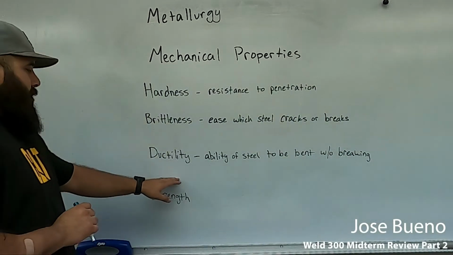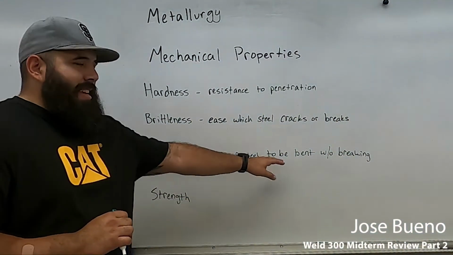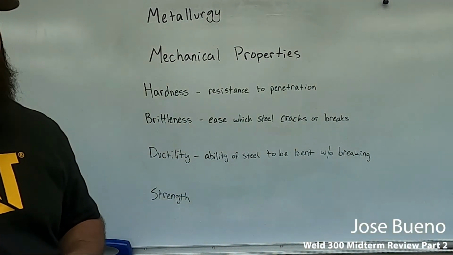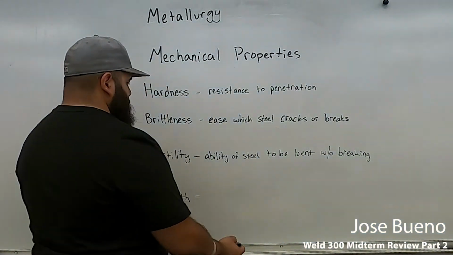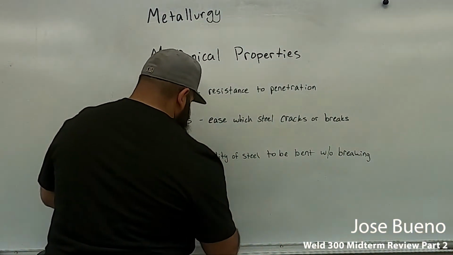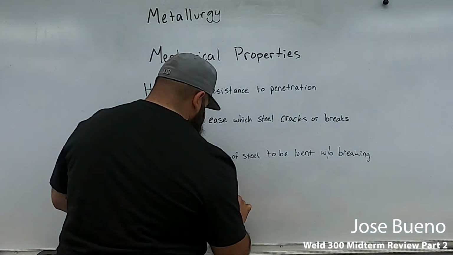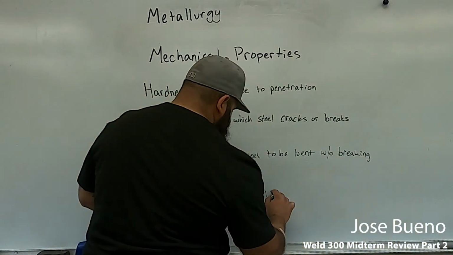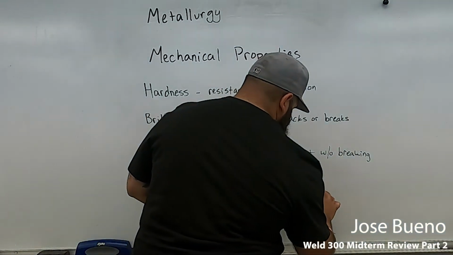And strength is the ability of steel to resist being bent or twisted out of shape. So we'll say resistance of steel to be bent or twisted.